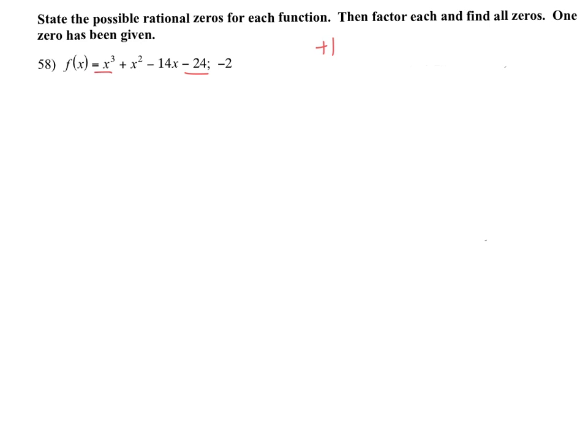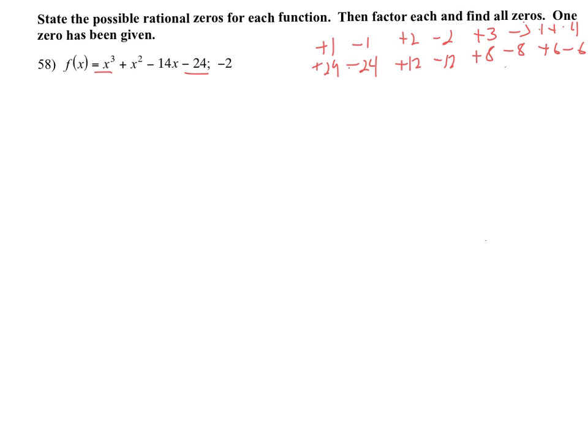Plus 1, minus 1, plus 24, minus 24, plus 2, minus 2, plus 12, minus 12, plus 3, minus 3, plus 8, minus 8, plus 4, minus 4, plus 6, minus 6, and that's it. Oof, nice.